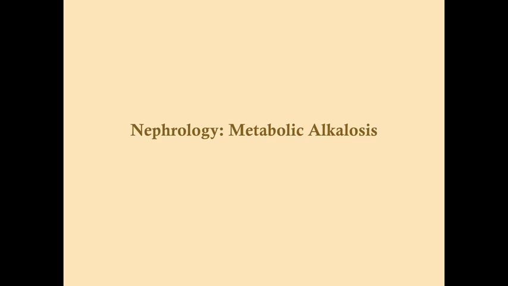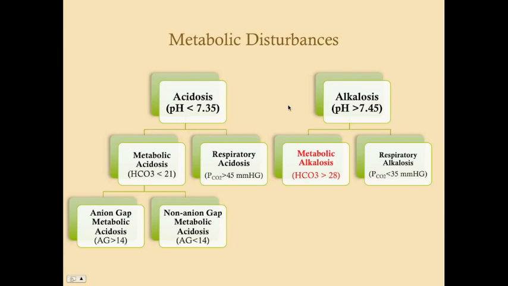So this will be a pretty quick talk on the metabolic alkaloses. This is part of the broader category of pH disturbances of the blood, particularly due to metabolism. And our marker here that's going to be disturbed in the alkalotic direction is going to be our serum bicarbonate. And so we'll have a blood pH greater than 7.45 and a bicarb that's greater than 28.